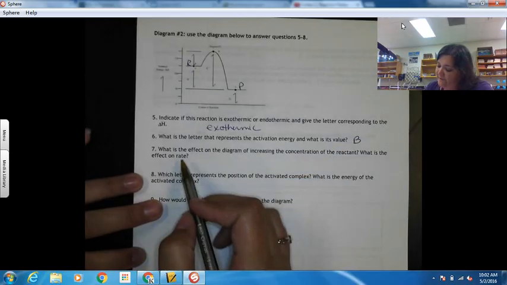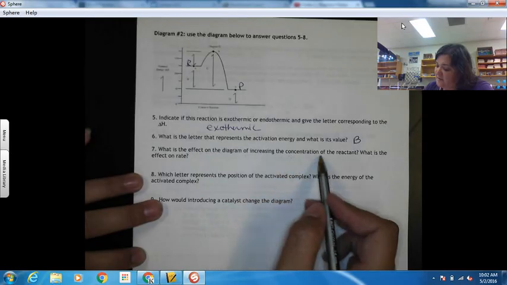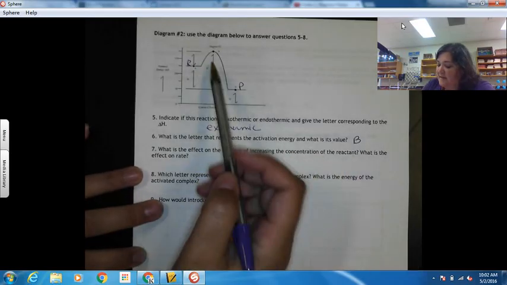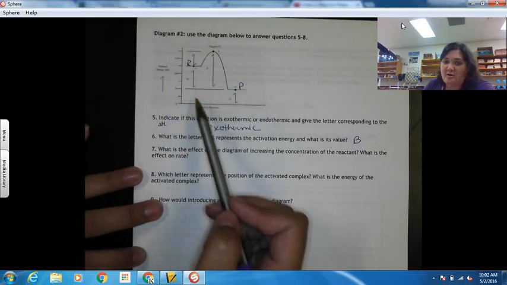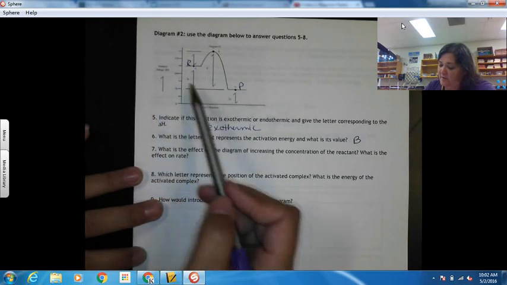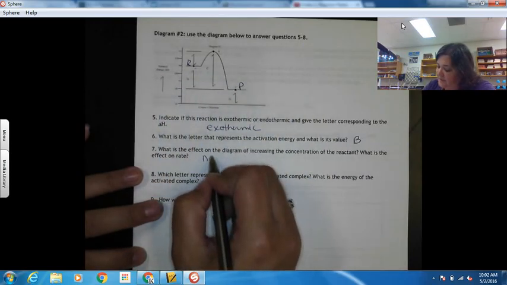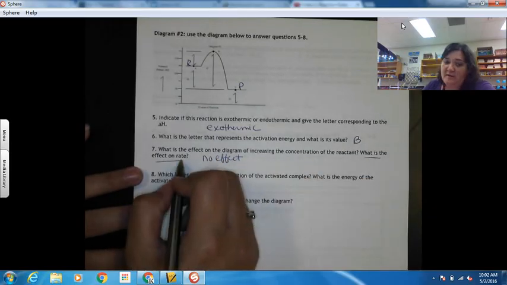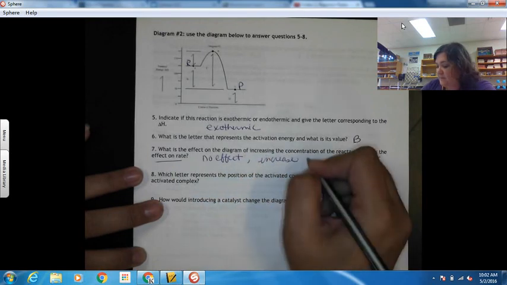What is the effect on the diagram of increasing the concentration of the reactant? So we increase the concentration of the reactant. Is that going to change anything about this diagram? Does this diagram have anything to do with the concentration? No, it does not. Okay, so it would have no effect. But what is the effect on the rate of reaction? It would increase the rate.